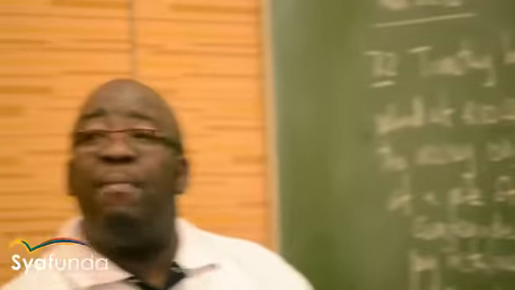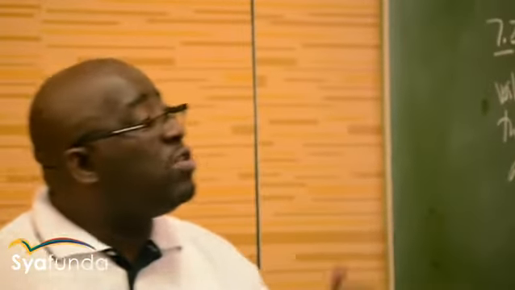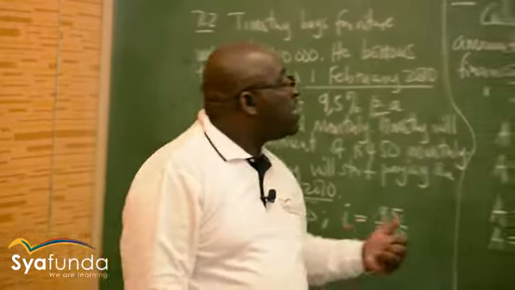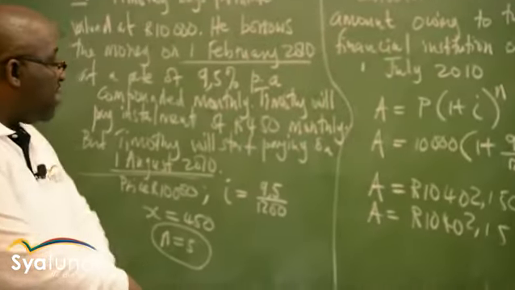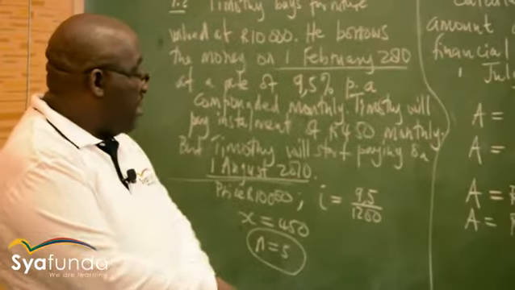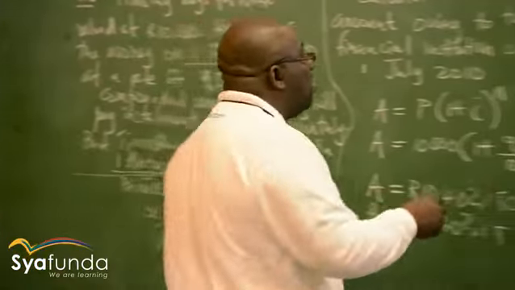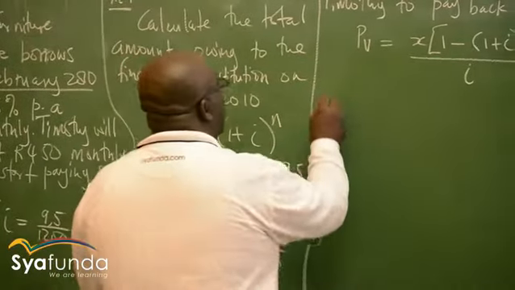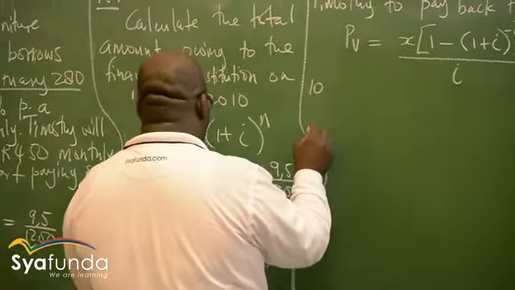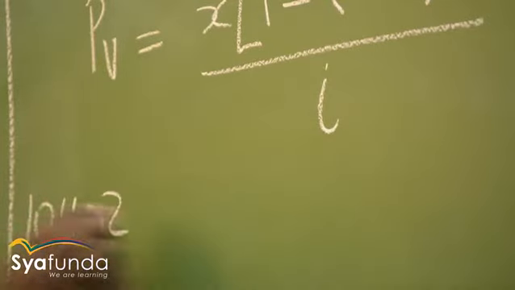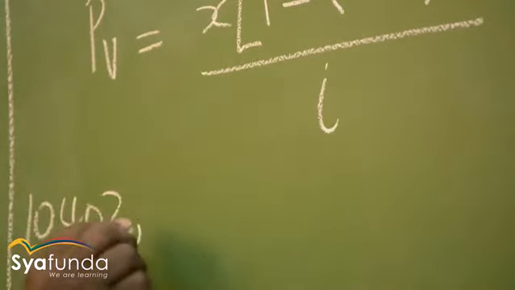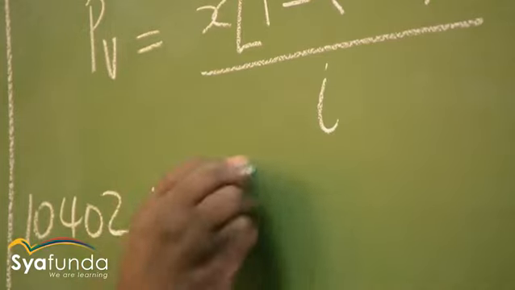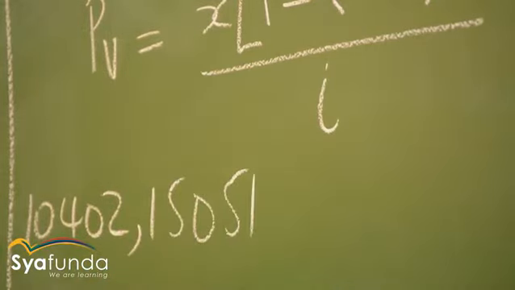Let's see what we have so far. Do I know the amount of loan that is owed by Timothy at the moment? Yes, I know. This is what Timothy owes. It is R10,402.15. Let's write it down. So the present value, the loan at the moment, is 10,402.15051. This is the amount that he owes at the moment.